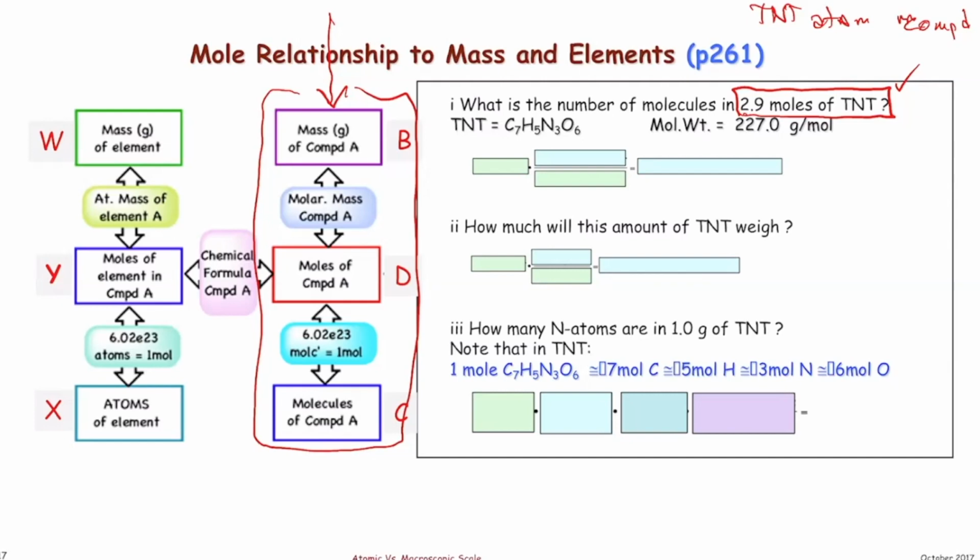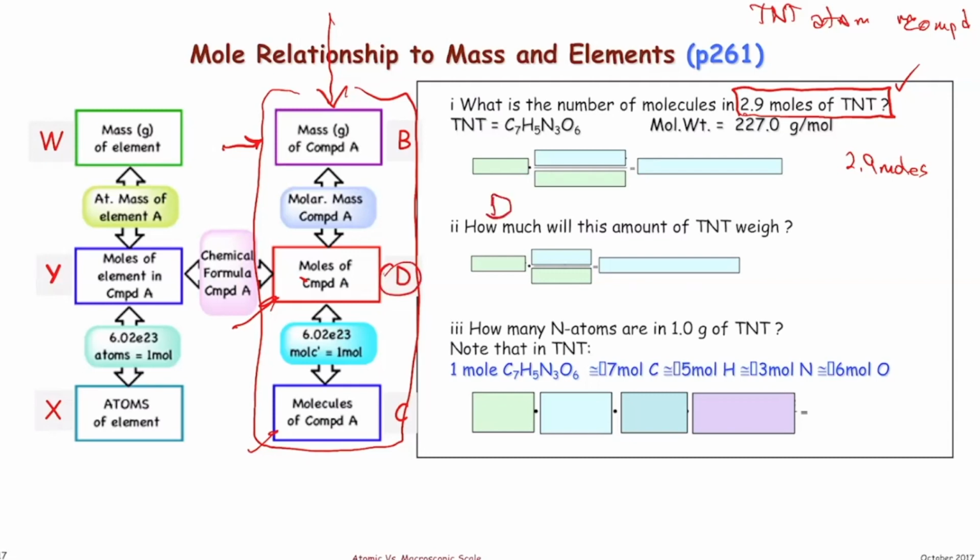Okay. What information do we have? We have 2.9 moles. So do we have B, D, or C? Hopefully you guys said D. We have moles of TNT. So that's where we're going to start. We're going to start with D.